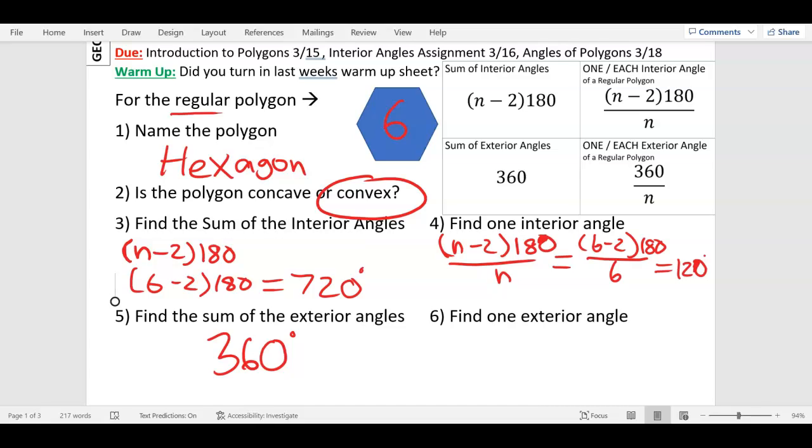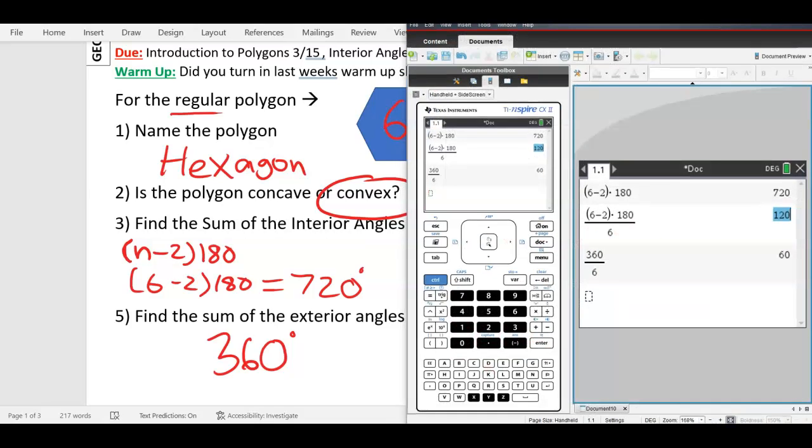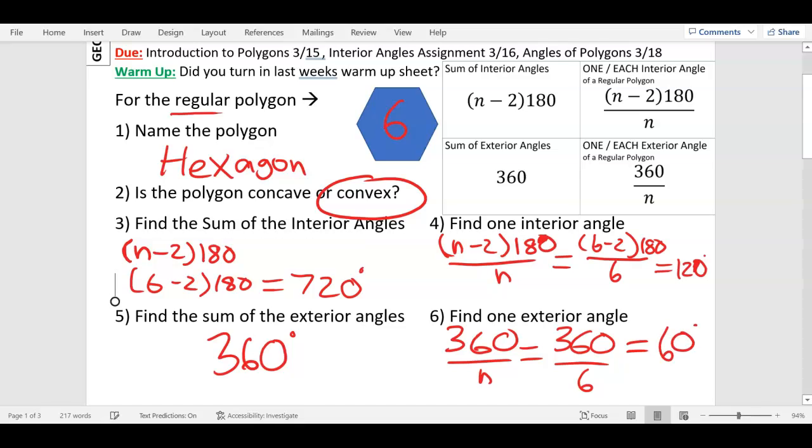360 every time. Cool? But if it says one, number 6, one exterior, or each exterior, if you look at your little boxes up here on the top, bottom right, each exterior or one exterior is 360 divided by n. Does everyone see the difference between sum and one? Sum is 360. One is 360 divided by n, which means 360 divided by 6, because it's a hexagon. Okay, 360 divided by 6, I already did it, and I got 60 degrees.